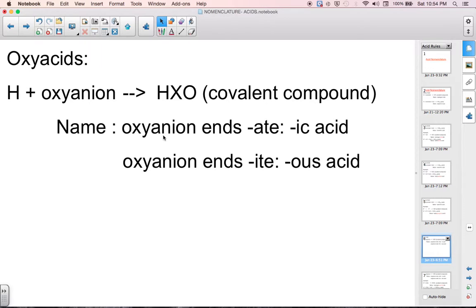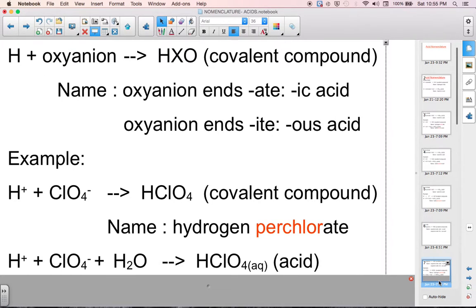So if I look at the back of the periodic table and I find the oxyanion ends in ATE, I am going to change the ATE ending to ic acid. If the oxyanion ends in ITE, I am going to change the ending to OUS acid. Okay, just remember that the ic is always higher than the ous. We had examples of this, ferric and ferrous for the ions. Okay, let's try some examples.